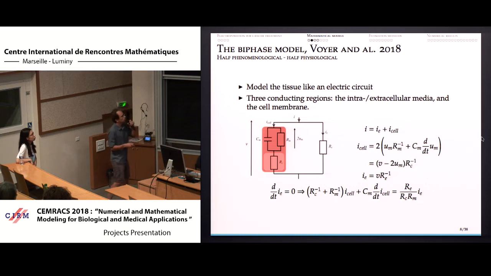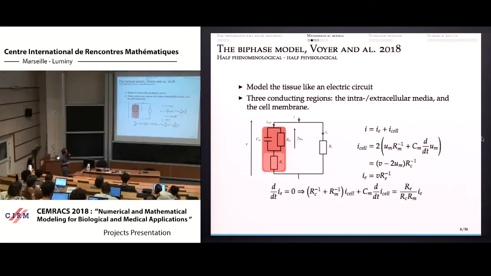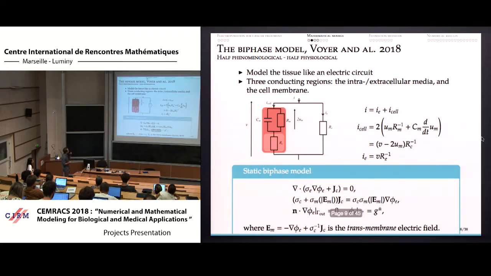Then we can write the continuity equation, which corresponds to this circuit. If we assume that the derivative of I_E is small, or we can neglect it, then we can write this evolution equation for the current I_cell. And then we can close the system using the other equations. The idea is to use this to write an equivalent equation at the continuous level. This is what we obtain. So this is our first model, which is the static bidomain model.